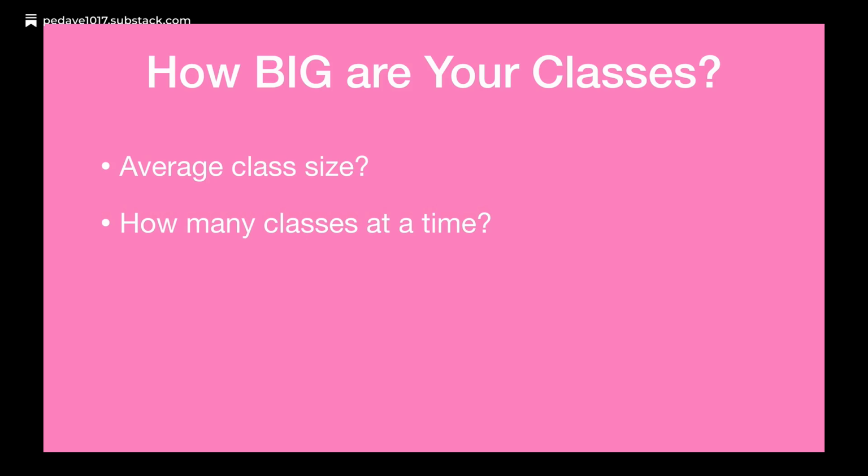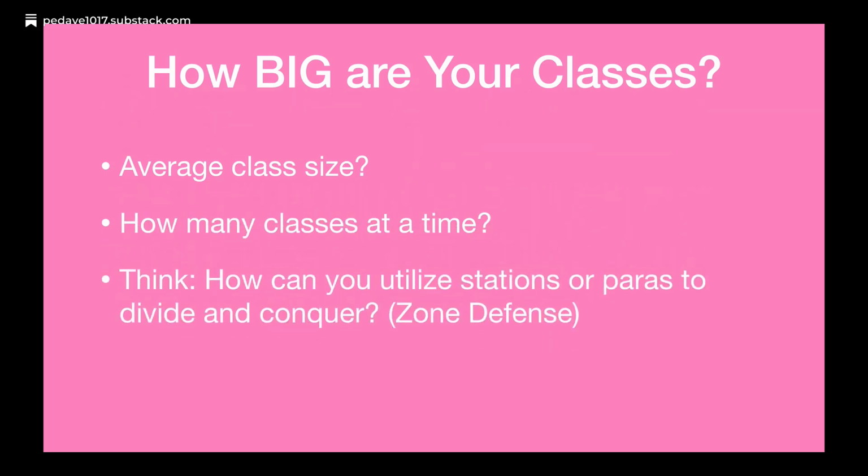I have 5. Actually, the older kids are 4 this year, which is great, but sometimes it's more. I want you to think about how you can utilize stations or paras to divide and conquer, which I call my zone defense. I will take 2 classes by myself, or a class, depending on what we're doing. I'll have a big game, usually in the field, with maybe 2 to 3 classes but 2 coaches, and then somewhere else, maybe the basketball court, with a class or 2. It just depends on what we're doing. But think about that and the units you're going to be doing.